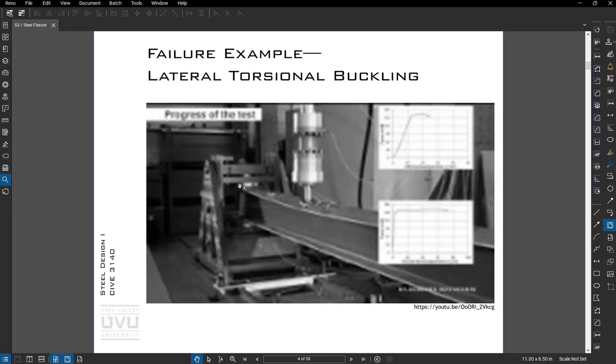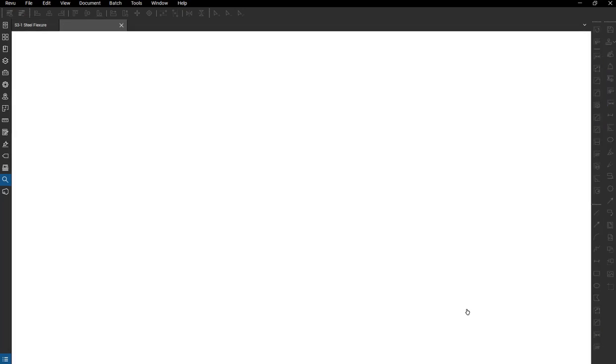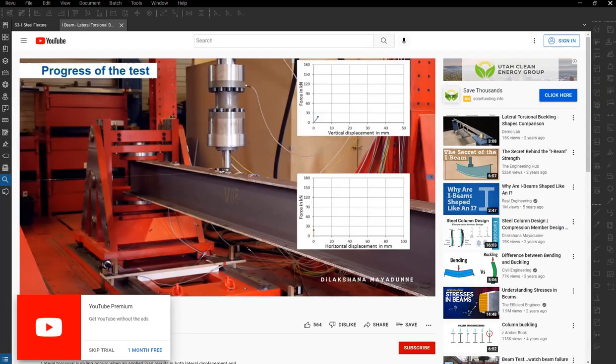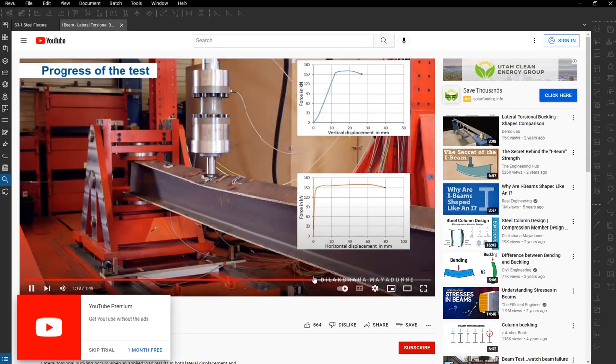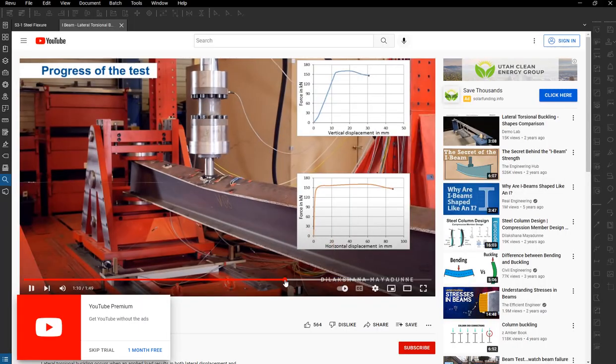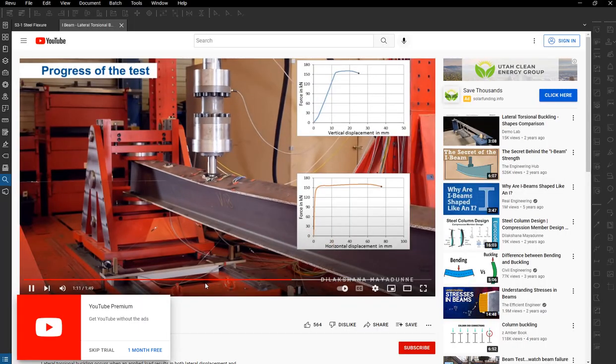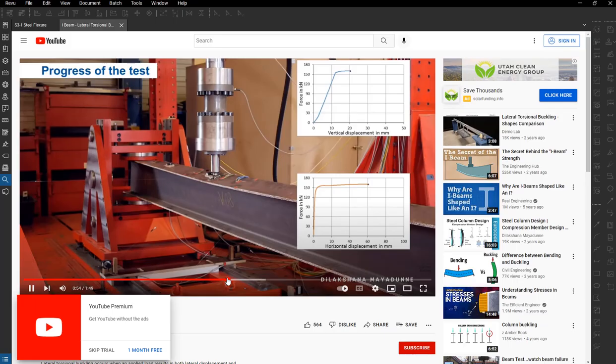If you go to the PowerPoint, you'll be able to pull those or have a link direct. Let's see if that brings that up. Okay, anyway, this is kind of a sense of the video. It shows you a lateral torsional buckling failure mode, which we'll talk about a little bit more in a sec.